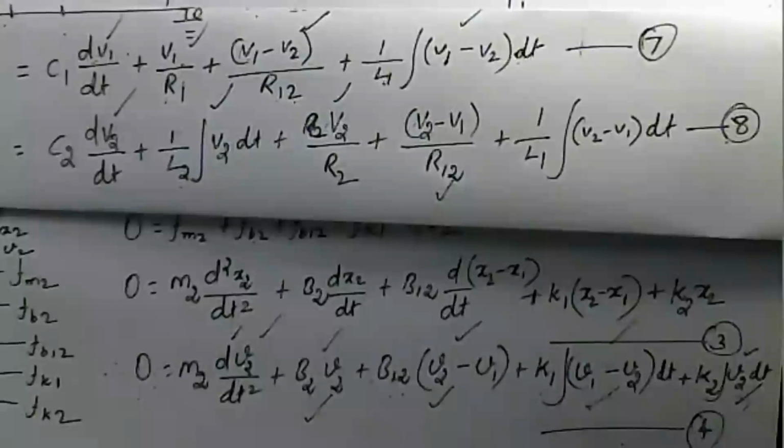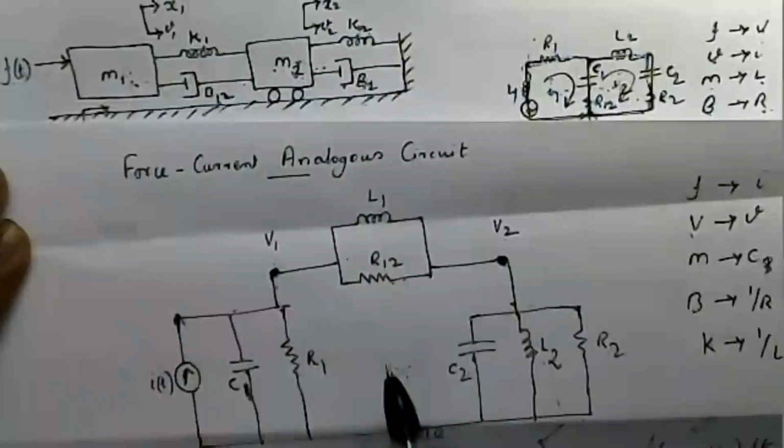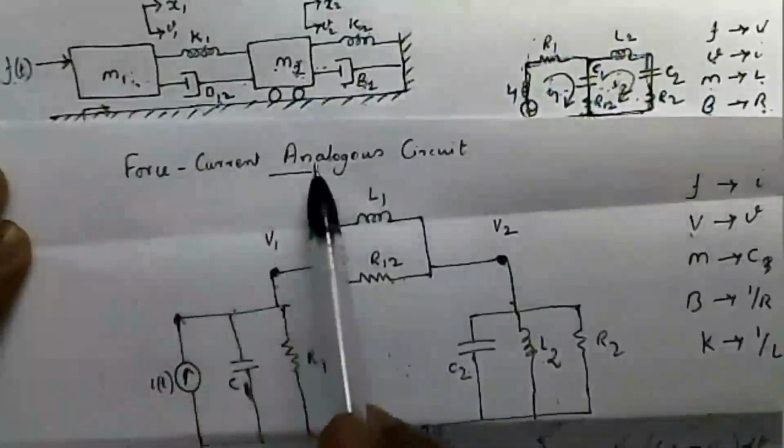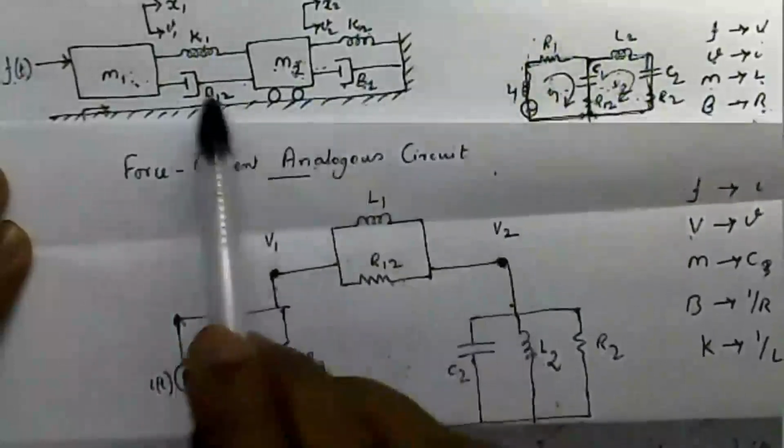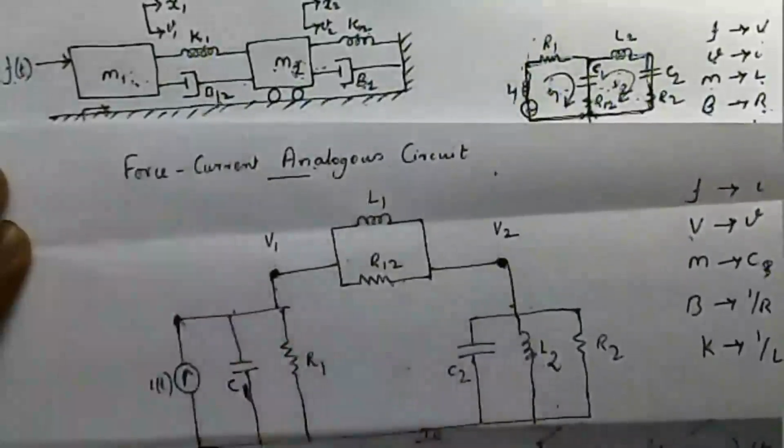2 and 4 governing the mechanical system. This circuit is the exact force current analogous circuit for the given mechanical system.